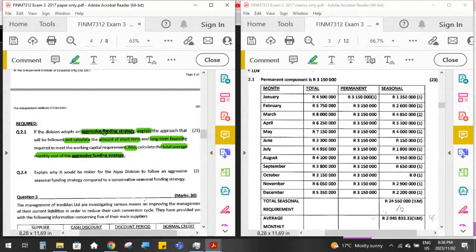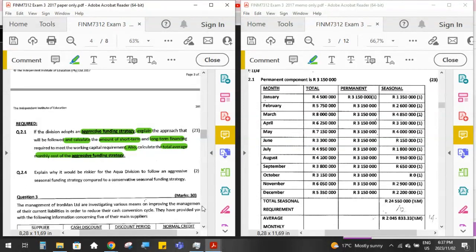Aggressive funding strategy. So in your textbooks, you'll find on page 110, you'll find the two calculations. For example, 4.4. In the middle of the page, what the calculation would be if it was a conservative funding strategy, and then below that, the table, what it would be if they did the aggressive funding strategy. So that's what we're going to do.